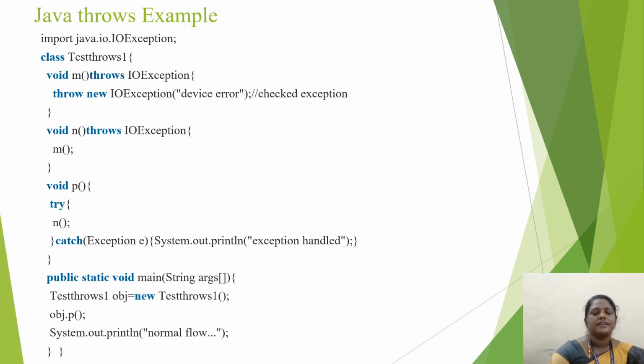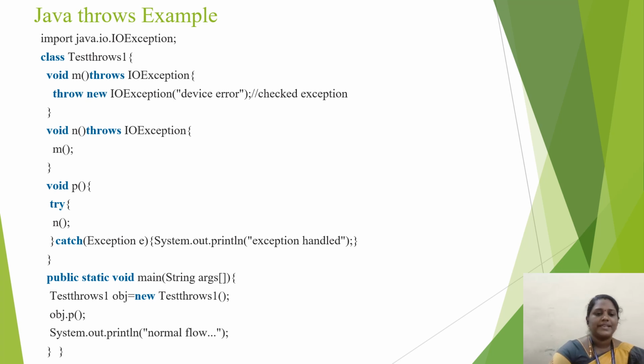This is an example of using the throws keyword. Every program begins in main. First, you have to create an instance of the particular class. In this example, the class name is TestThrows1. The object name is obj, and new is a keyword. After that you use the same class name, TestThrows1, then obj.p(). The p method is directly invoked, void p.